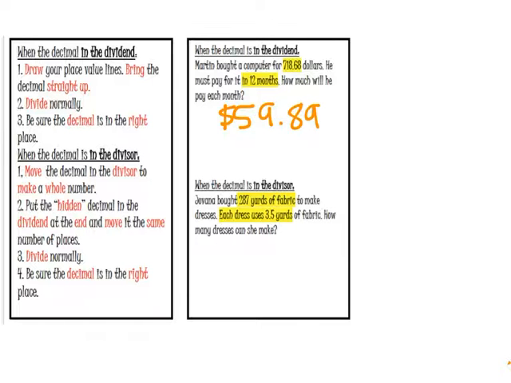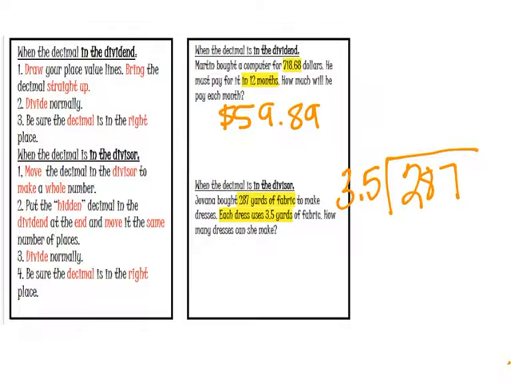All right, so Giovanna bought 287 yards of fabric to make dresses. Each dress uses 3.5 yards of fabric. How many dresses can she make? All right, so we're dividing 287 yards by 3 5/10 yards of fabric.